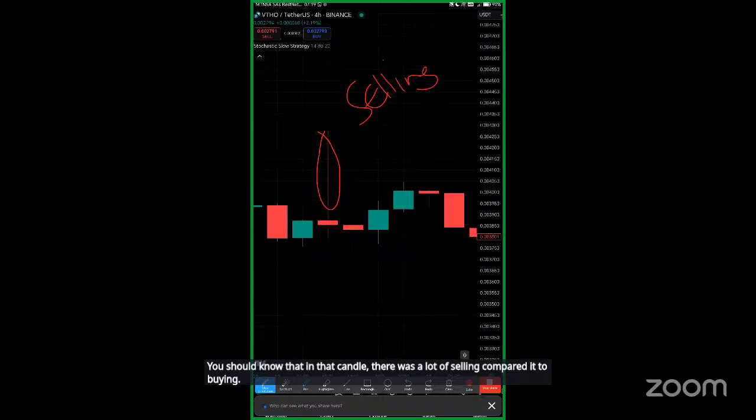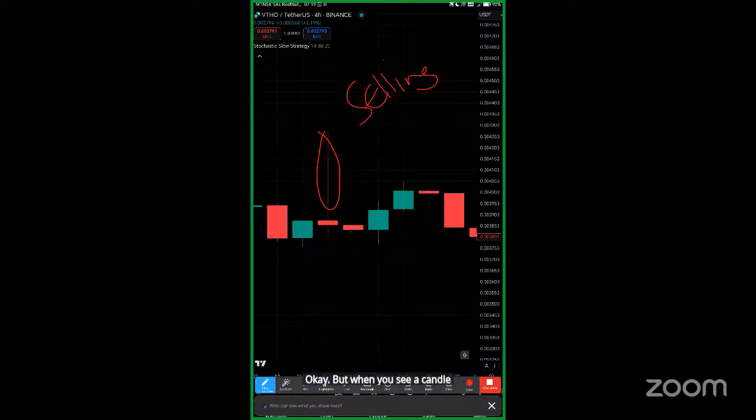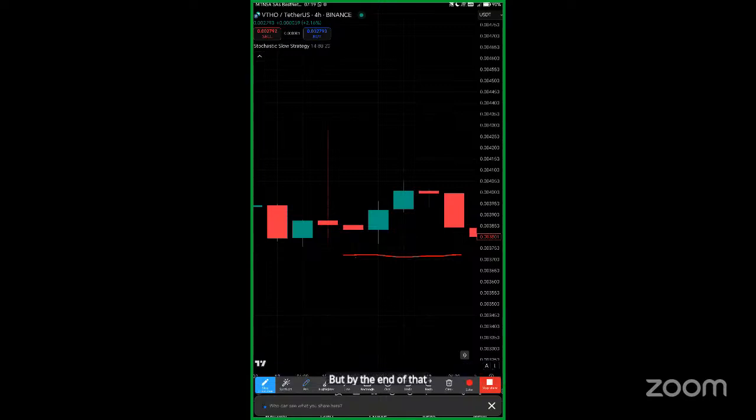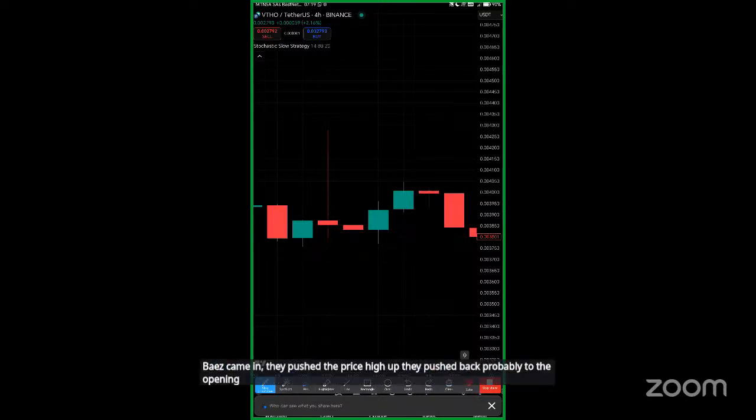But when you see a candle with a long lower shadow and a short upper shadow, it simply means, first of all, the sellers pushed the price down. But by the end of that trade session, sellers could not maintain their position. Buyers came in and pushed the price high up, probably back to the opening. This pushing of price to the top has created a long lower shadow. So this was a buying pressure, and this was a selling pressure.